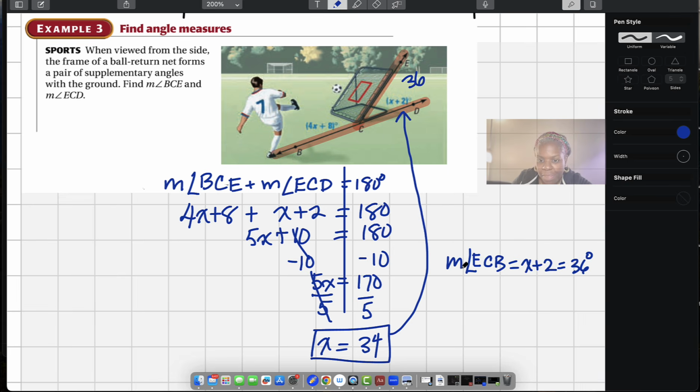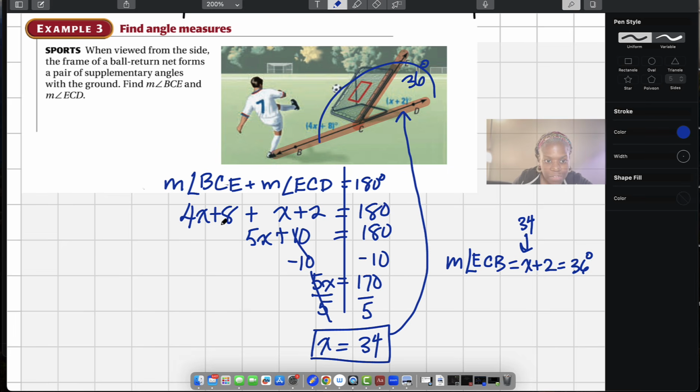So remember that the measure of ECB was equal to x plus 2. When I replace x with 34, I get that the measure is 36 degrees. So that's 36 degrees, right? So here's the thing though. Instead of plugging the 34 in, multiplying by 4 and adding and doing the thing, I know that these two angles are supplementary. I know that.